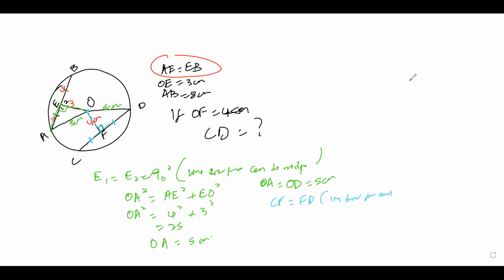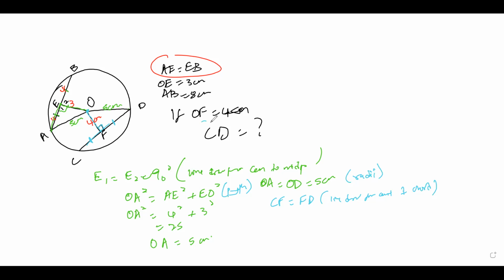Yes? Reasons. Don't we write reasons? Yes, we write the reason. Where did I not put the reason? Here. Okay. Here is Pythagoras. Here, I'm trying to write the reason that, okay, here is a radius, sorry. Then CF is FD. I'm trying to write the reason there. A line drawn from the center perpendicular to a chord. Right? Okay, then that CF is FD.